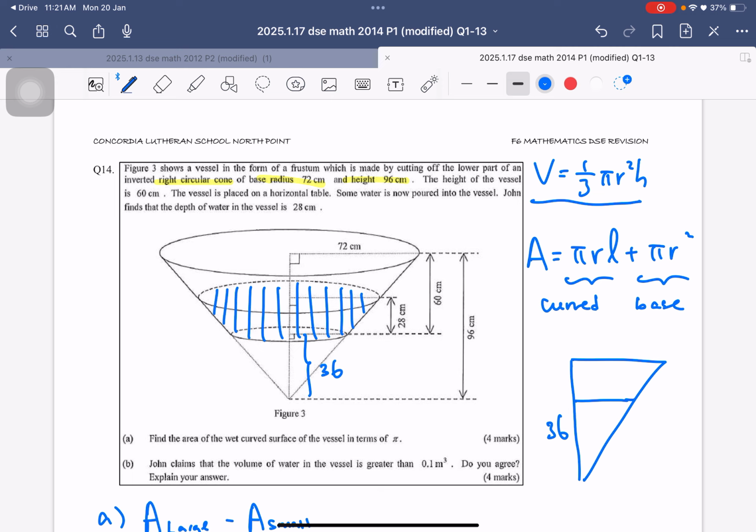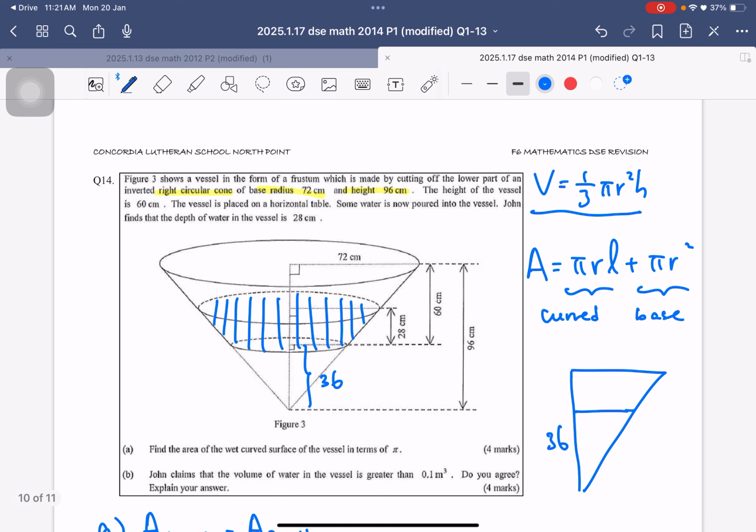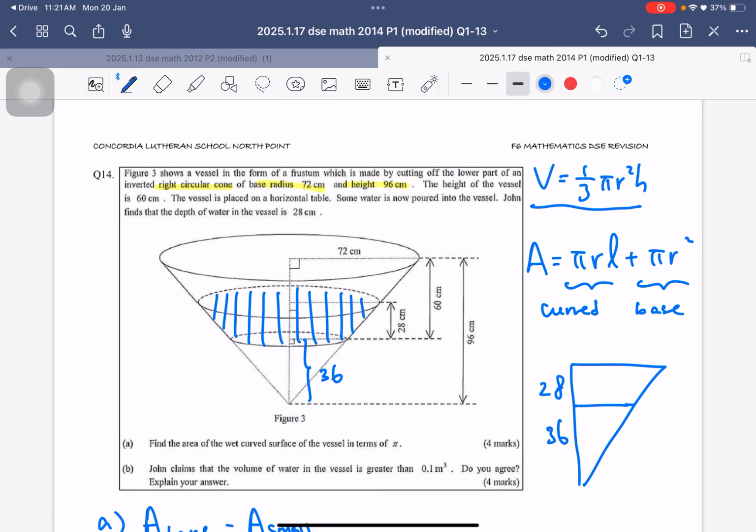I'm talking about the smaller one, not the medium. Then what is the height of the frustum? 28. Do we have the radius of it? No. So we need to consider the large cone as well. This is 96, then what is this smaller part? 96 minus that gives you 32. Do we have the large radius? Yes, this is 72.